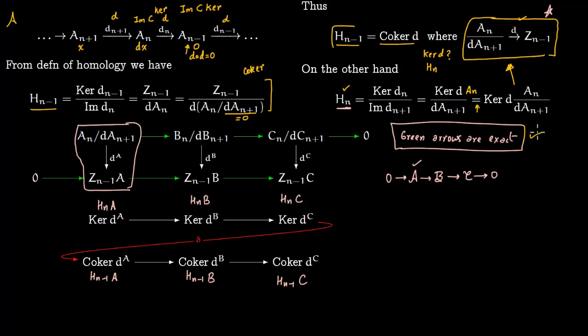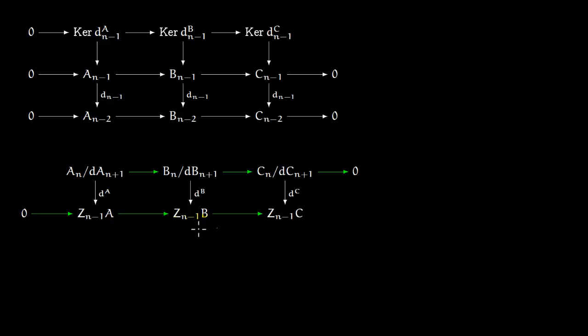Now we have to show that the green arrows are exact. First we will show exactness right here. Exactness here follows from exactness here. Notice that this is the map between chain complexes. This is chain complex A, B, and C. This is d_{n-1} here for chain complex A, this is for chain complex B, this is for chain complex C. These are homology complexes, so you're going from n-1 to n-2. Your index is decreasing.